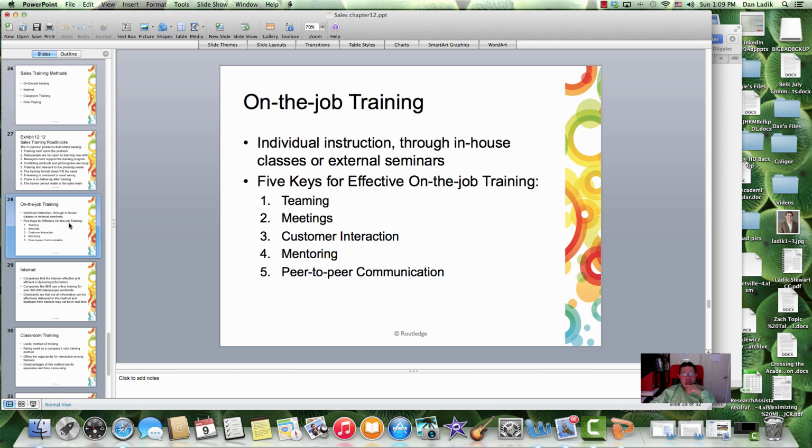On the job, again, I'm not a fan of on the job. Yes, you will learn on the job. Yes, you'll be part of teams. There'll be meetings. There'll be customer interaction. There'll be some mentoring. You'll have communication with the other salespeople on your same level. But good sales jobs do a lot more formal training. Bad sales jobs do a lot more on-the-job training.